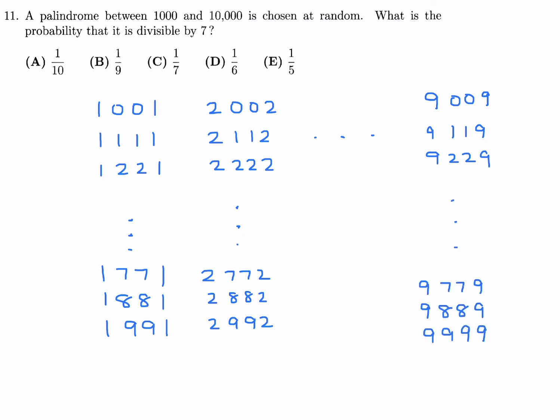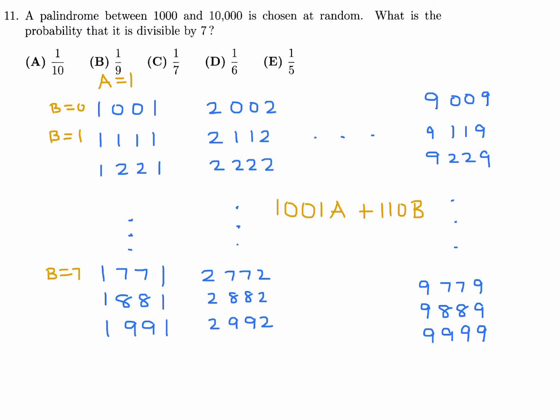So now we have to figure out how many of these are divisible by 7. The good news is that there's a pattern. Every single term that I wrote is of the form 1001A plus 110B. For example, in this column, the A is just 1, but the B varies. For this one, the B is 0. For this one, the B is 1, and so on. And for this one, the B is 7.